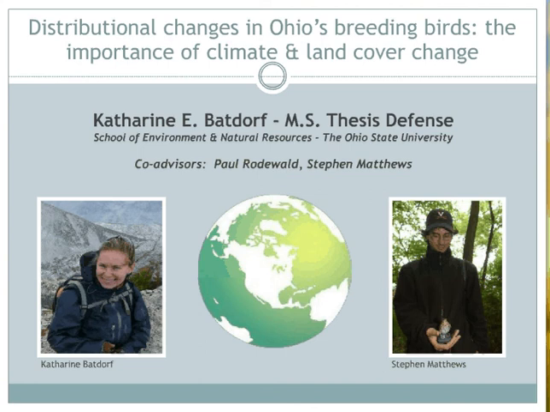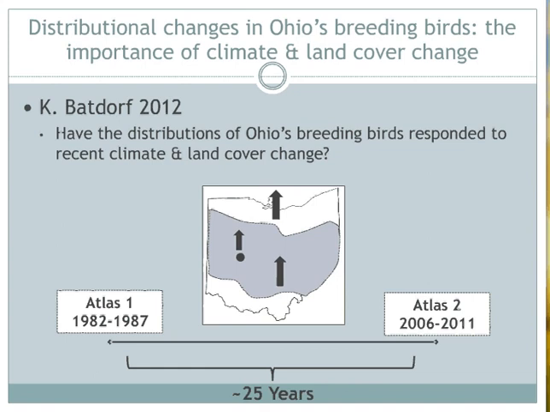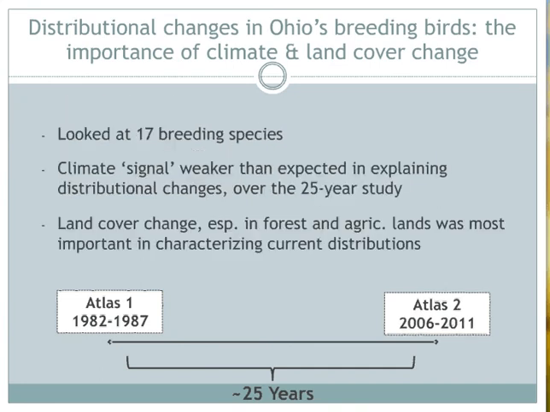Earlier I mentioned we had a graduate student working on the project. She's looking at a lot of these distribution changes in relationship to changes in land cover and climate change. Specifically, she wanted to know whether the distribution of Ohio breeding birds is responding by moving their boundaries or center of occurrence. So she looked at the species that had enough data to see if they have northern or southern range limits in Ohio, and if those have shifted over time. She looked at 17 species that met those criteria. Here in Ohio, she found that the climate signal, or the relationship to climate change, is weaker than expected over that 25-year period. However, land cover was very important, particularly forest and agricultural changes.